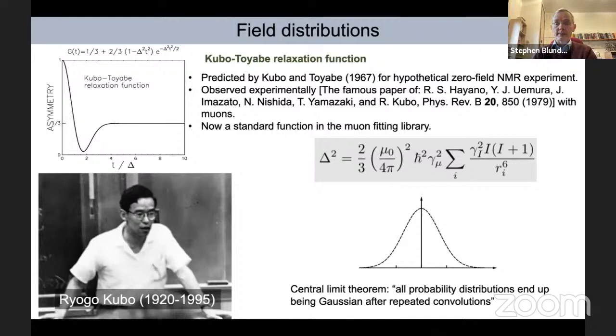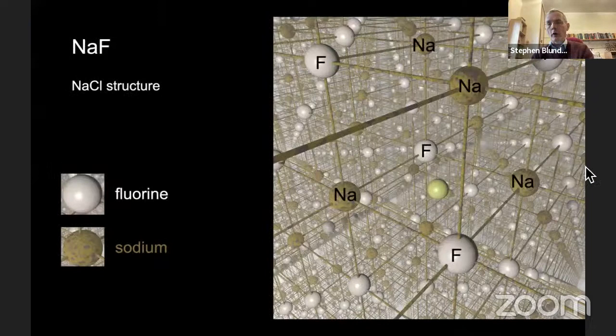Now, what this means is if you take something like sodium fluoride, and sodium fluoride is in toothpaste, so this is something you probably put in your mouth this morning. So sodium fluoride has the sodium chloride structure. It has sodium and fluorine sitting on this cubic lattice. We know that when you put a muon in, it actually sits in this position. So we know this from our calculations using density functional theory.